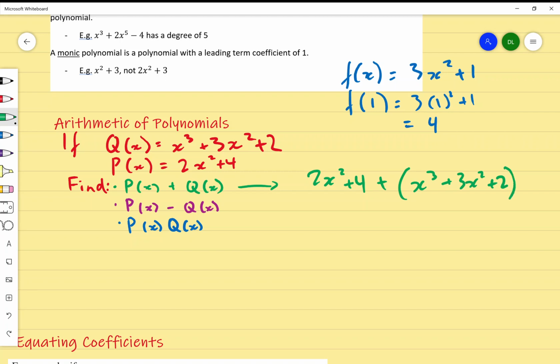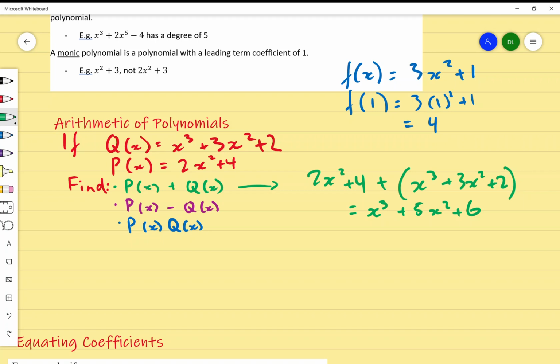Okay. All you can do now is collect your like terms. So is there any way we can add x cubed? No. So I'm just going to write x cubed. Do I have any x squareds? Yep, so add them together. 2x squared plus 3x squared gives me? 5x squared. Good. And then I add the constants, or the whole numbers. So 4 plus 2 gives me 6. Bam, that's it. So we add quadratics or add polynomials the same way we do with linear equations.